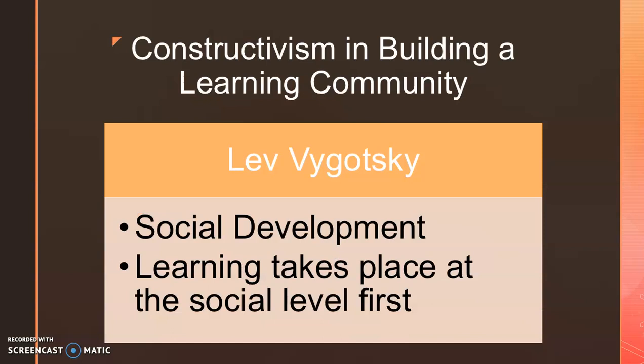The theory of social development was introduced by 20th century Russian philosopher Lev Vygotsky. He believed that learning is social. He shared that social interaction plays a fundamental role in the development of cognition. Vygotsky says, "Every function in the child's cultural development appears twice, first on the social level and later on the individual level. First, between people, which is inter-psychological, and then inside the child, which is intra-psychological."